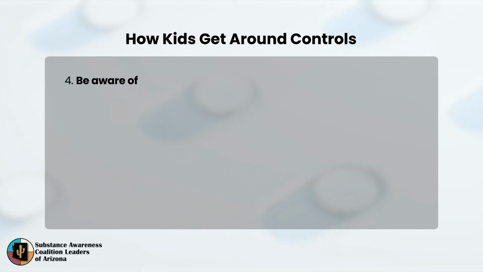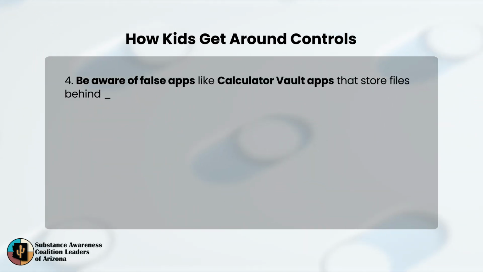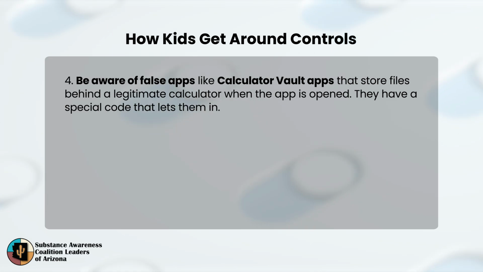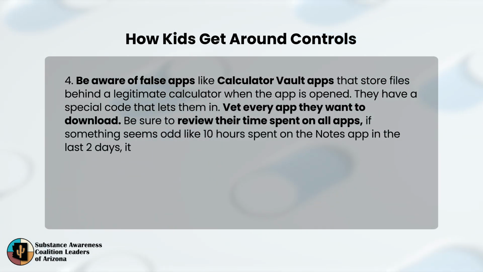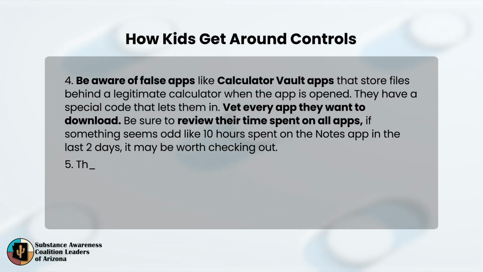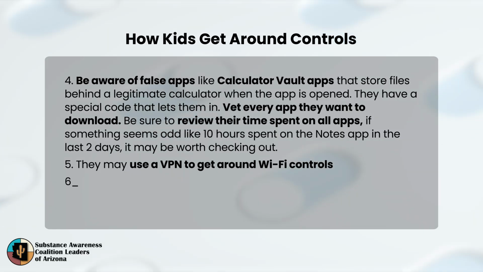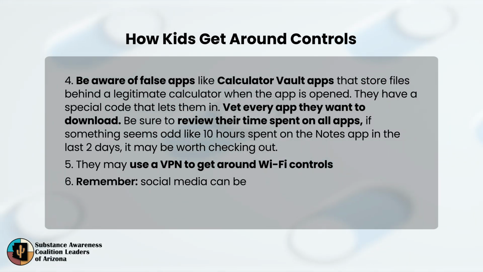Also, be aware of false apps like calculator vault apps that store files behind a legitimate calculator when the app is opened. They have a special code that lets them in. Vet every app they want to download. Be sure to review their time spent on all apps. If something seems odd, like 10 hours spent on the Notes app in the last 2 days, it may be worth checking out. They may use a VPN to get around Wi-Fi controls. Also remember that they can access social media through web browsers.